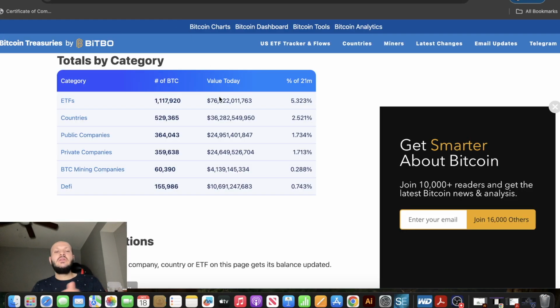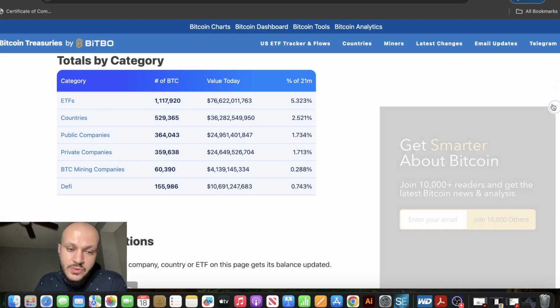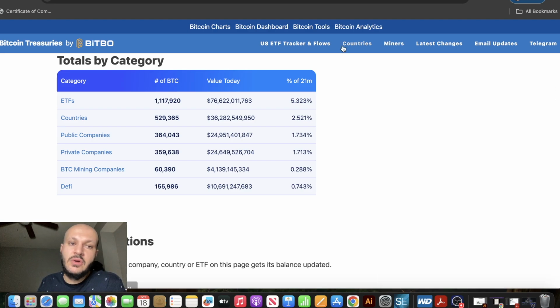But it is really nice to see that ETFs are holding $76 billion worth of money in Bitcoin, and countries are holding 529,000, which is $36 billion. And you guys can read the rest. It is very nice to see how crypto and Bitcoin are being used. There's a lot of interest around crypto, and it's going to get more and more as we see more bullishness for Bitcoin and crypto.